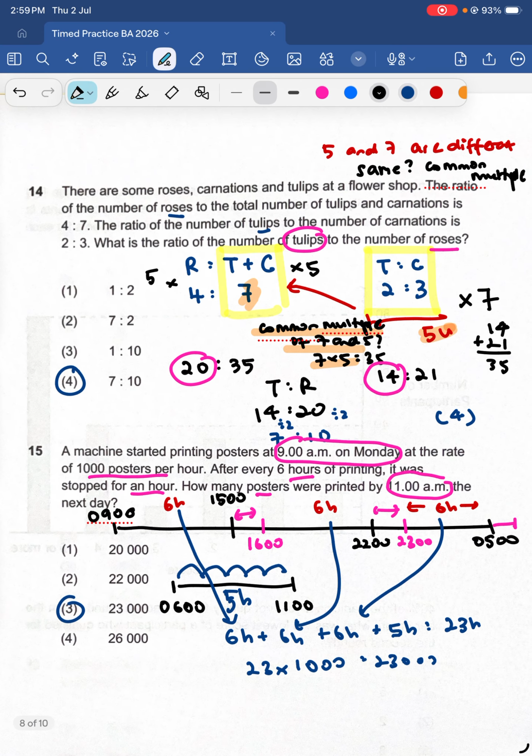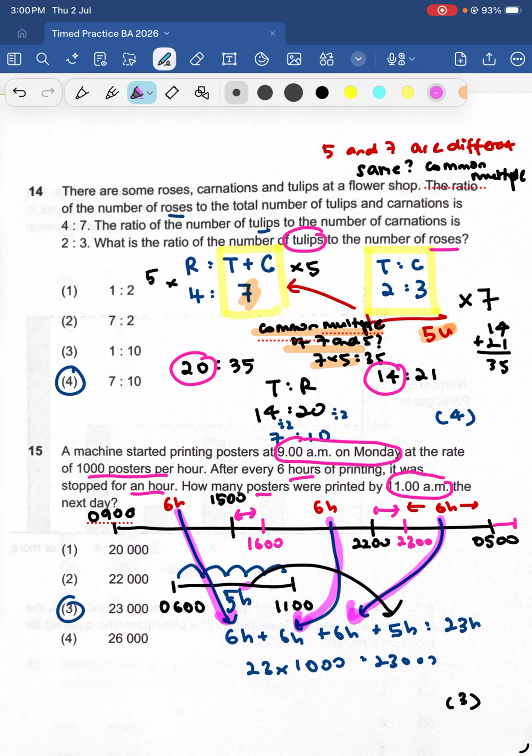Now for this question, the timeline is very important. You can pause and draw out, and you can follow my arrow so that you are quite clear where all these numbers came from. Okay, so let me actually go through the highlighting with you. The first 6 is here, second 6, third 6, and the last 5 hours is here to get 23 hours. I multiply by 1000 because every hour the machine printed 1000 posters.